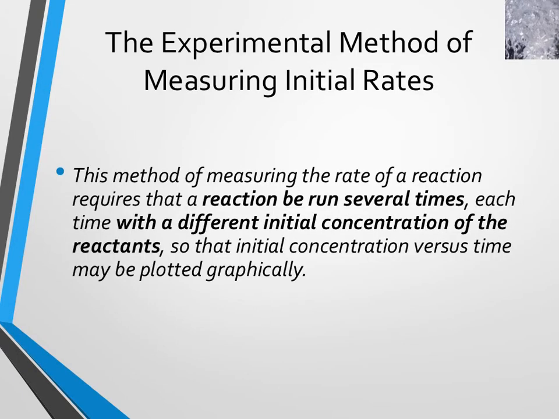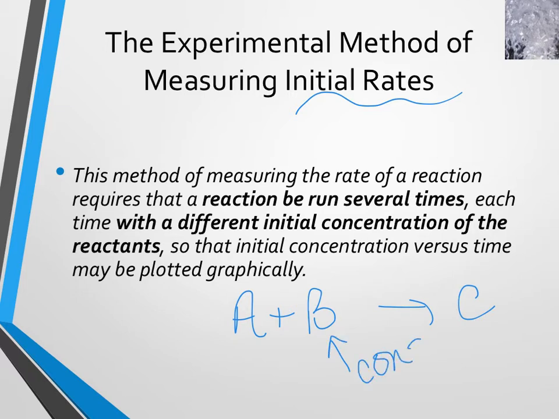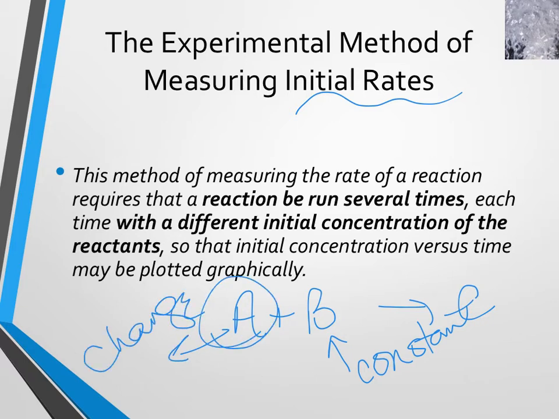All right, so now we're going to talk about actually going into the lab and conducting an experimental method to determine the differential rate law, and that's called the initial rate method. Basically, you run a chemical reaction over and over and over. If you have two reactants, as I said before, you hold the concentration of one of the reactants constant while you change the concentration of the other, and that allows you to find the effect of each reactant on the overall rate of reaction.